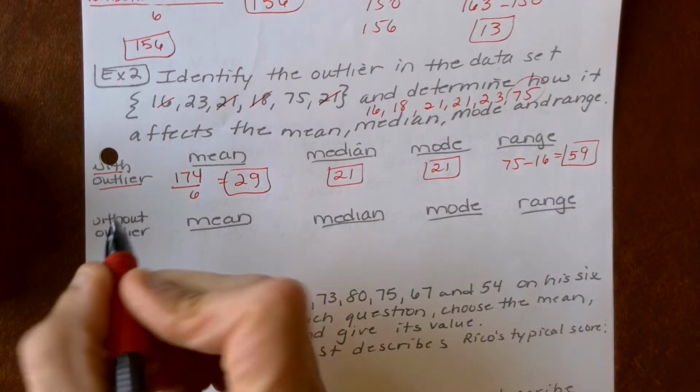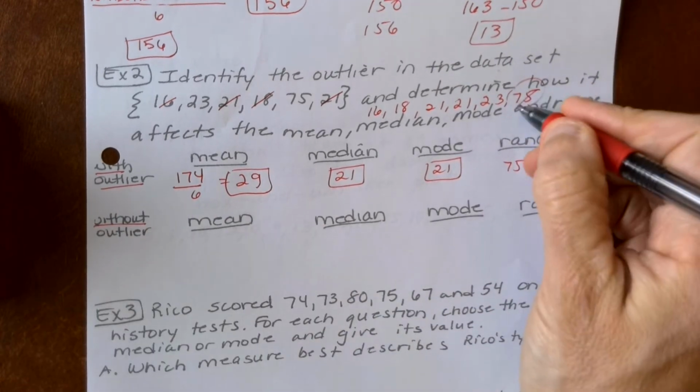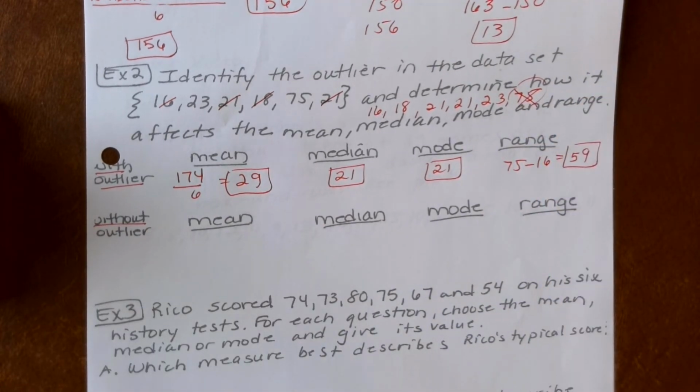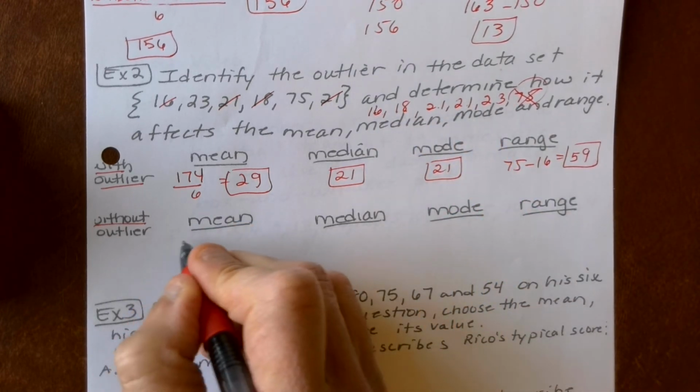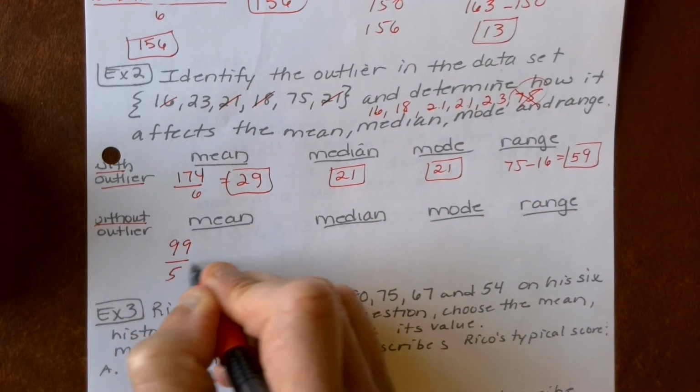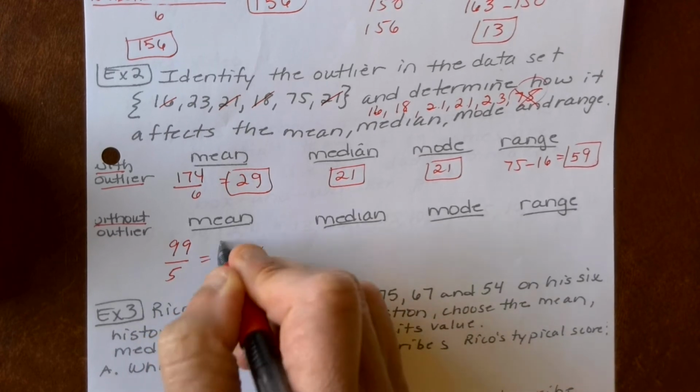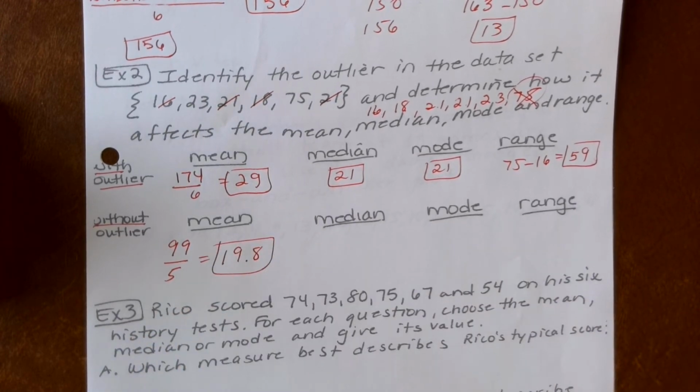But now watch what happens if we do without it. If we take that 75 out and do it, the mean would be 1, 2, 3, 4, 5. All those added up and divided by 5. And you get a totally different answer, 19.8.